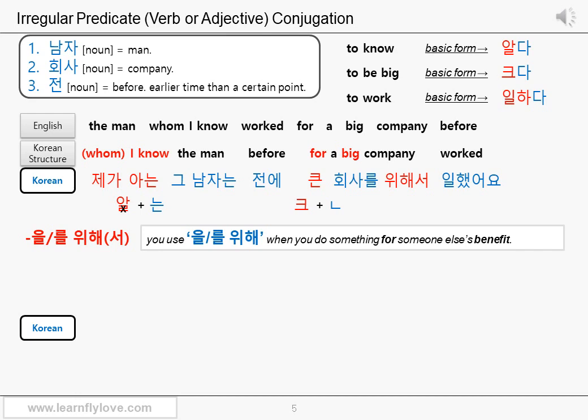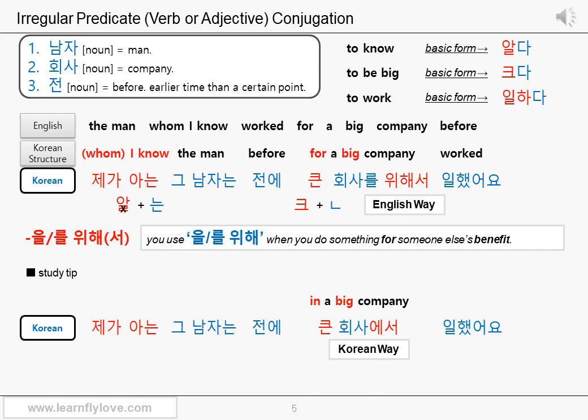제가 아는 그 남자는 전에 큰 회사를 위해서 일했어요. It sounds fine, but we'll give you one tip. In Korean, you don't really say you work for the company. You just say you work in the company. It is okay to use 을 or 를 위해서 for the translation of the English preposition for most of the time, but work for the company is the English way to mean to be employed by the company. When you mean employed in Korean, it sounds natural to use 에서, which is used to indicate the place where the action is taking place.